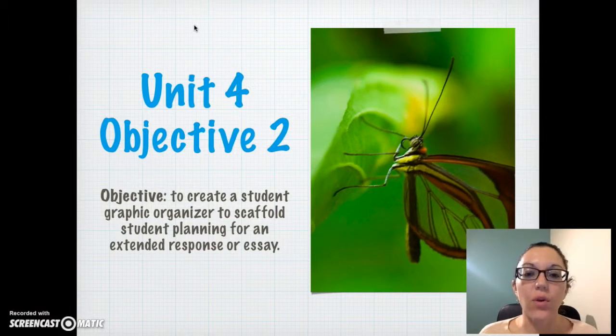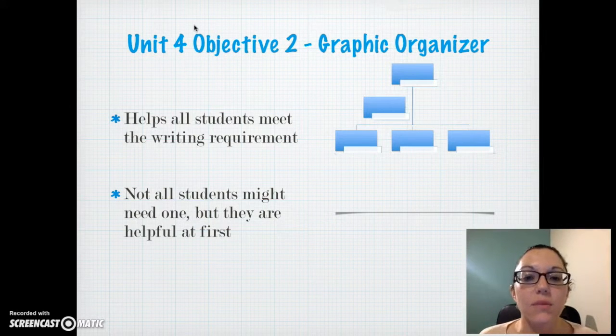In this video, we are going to discuss how to create a graphic organizer in order to help students successfully complete the writing prompt. Our objective is to create a student graphic organizer to scaffold student planning for an extended response or essay. Now that we have developed a writing prompt that addresses the first writing anchor standard, we must now create a graphic organizer in order to support the students in completing the task.